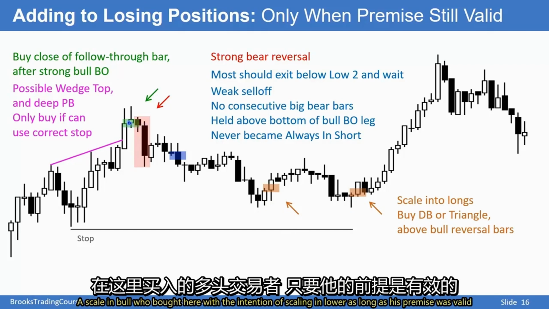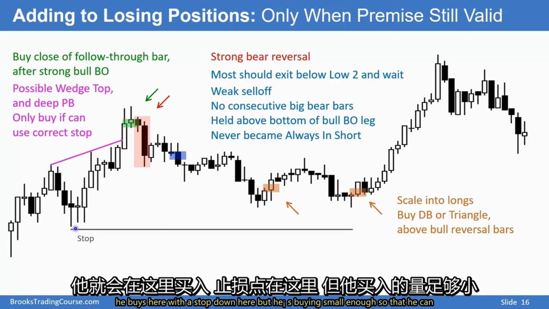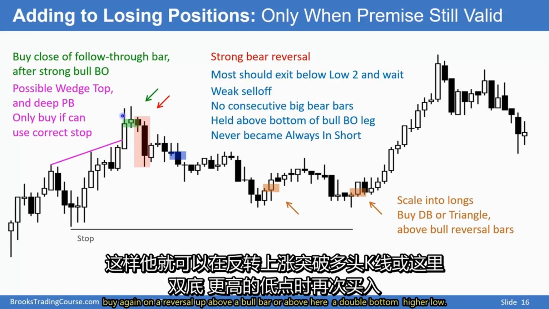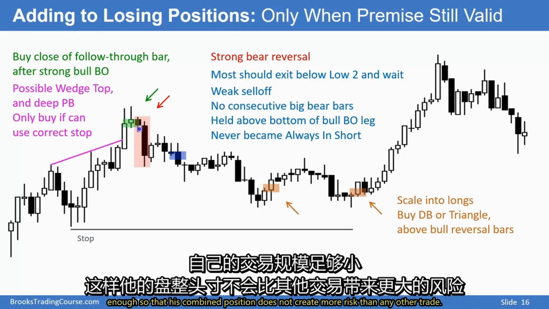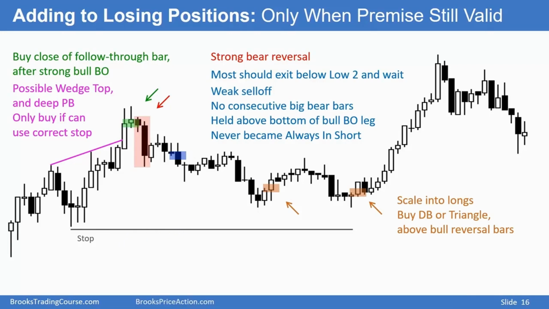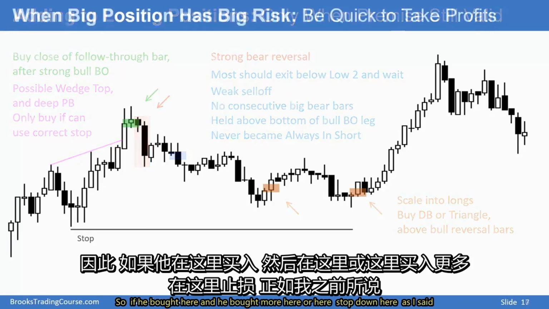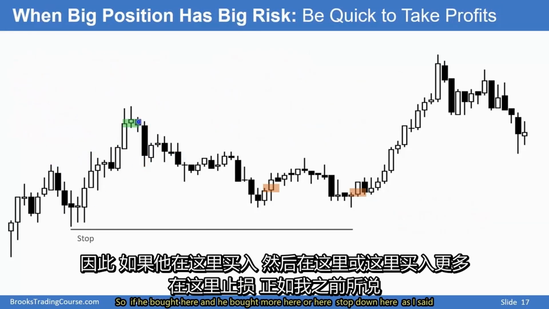A scale-in bull who bought here with the intention of scaling in lower, as long as his premise was valid, buys here with a stop down here, but he's buying small enough so that he can buy again on a reversal up above a bull bar, or above here, a double bottom higher low. So he buys here and then buys more here or here, stop here, but he makes sure that he's trading small enough so that his combined position does not create more risk than any other trade. So he bought here, and he bought more here or here, stopped down here.